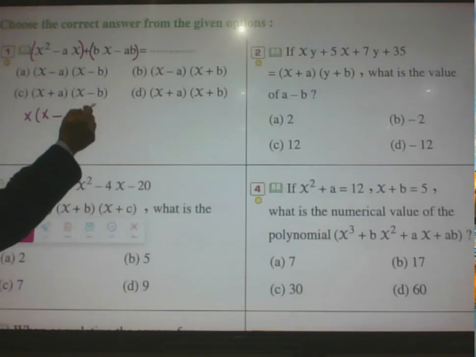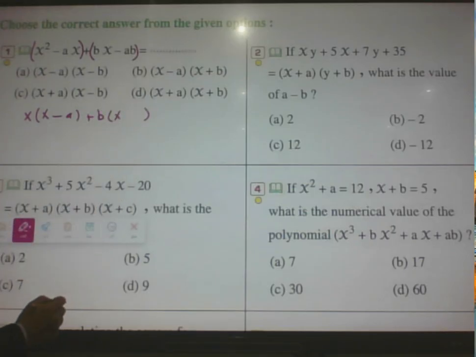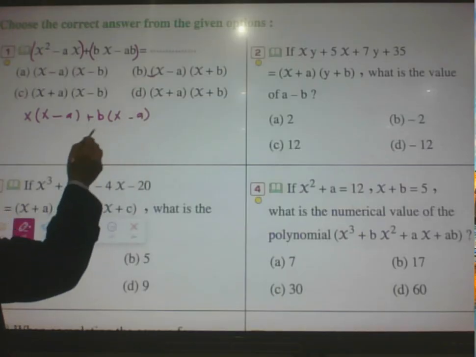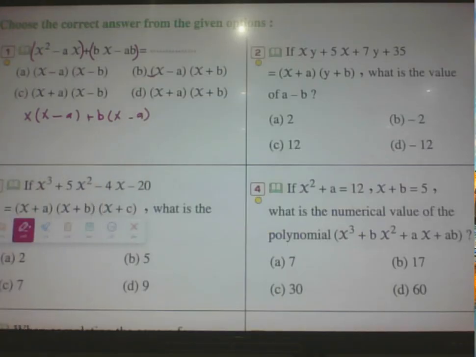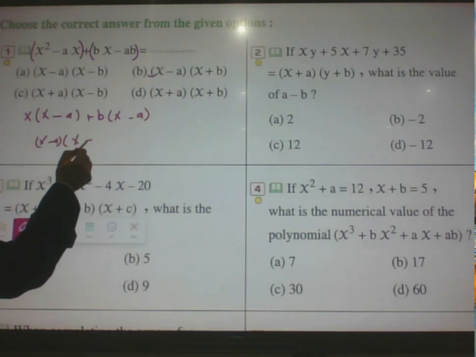And here we can write b as the highest common factor between the two terms. Bx divided by b equals x. Subtract ab divided by b equals a. Now we have x minus a repeating. Then we can write x minus a as the highest common factor between the two terms. Write x minus a multiplied by x plus b.